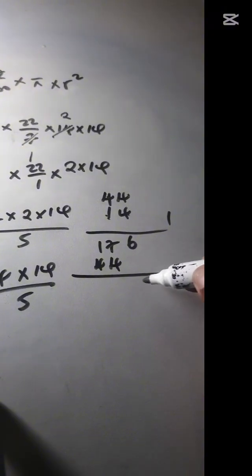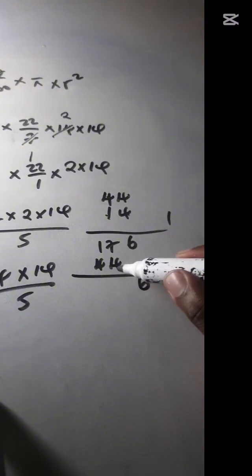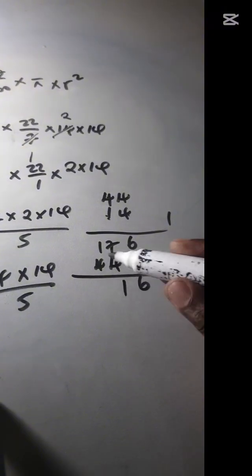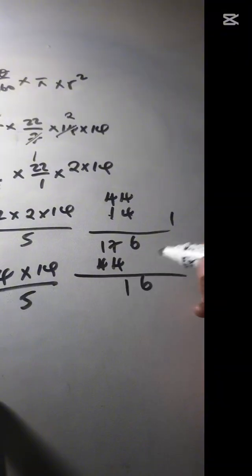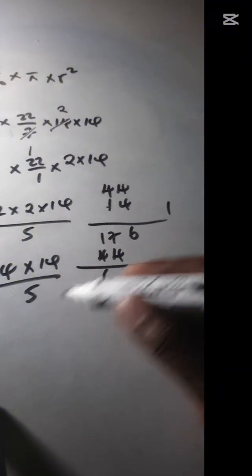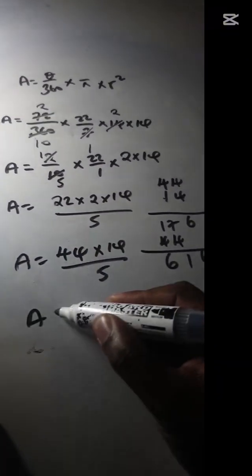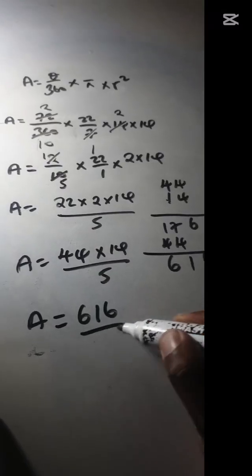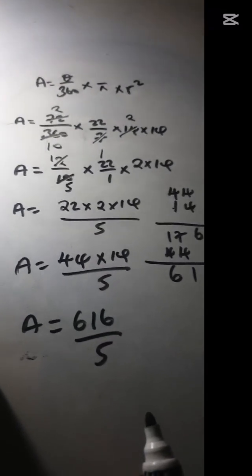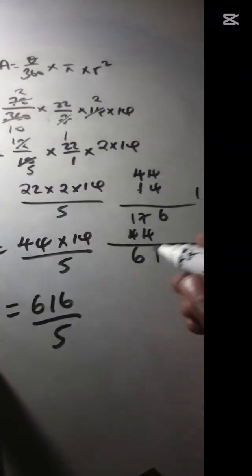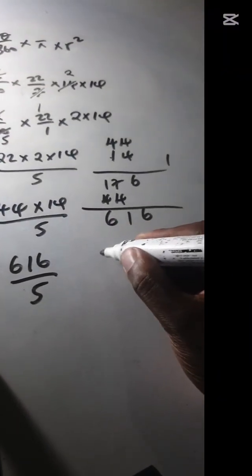6 plus 0, 6. 7 plus 4, it's 11. 1, remainder 1. 1 plus 4, it's 5. Right? So, plus 1, 6. So, we now have 16 over 5. 16 over 5. Now, ladies and gentlemen, let's simplify this like the way we did with the previous one.